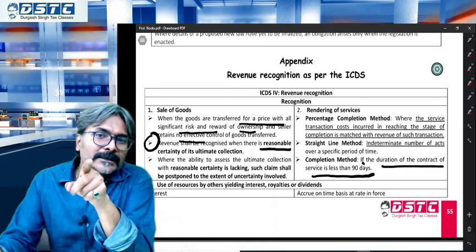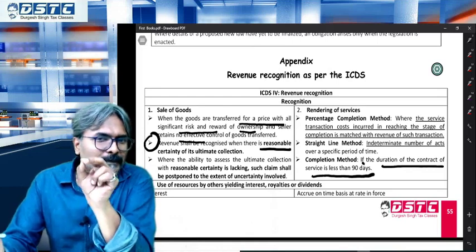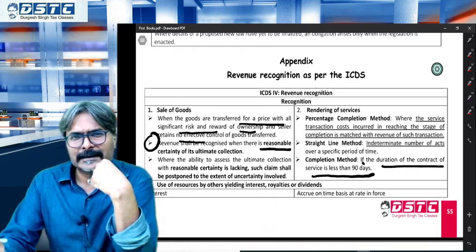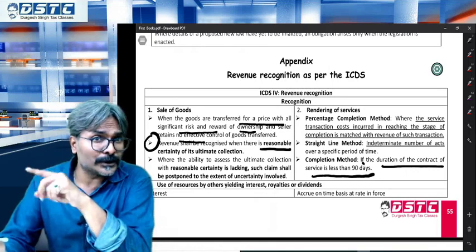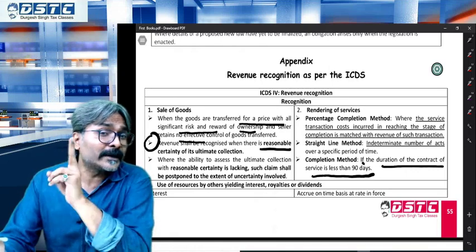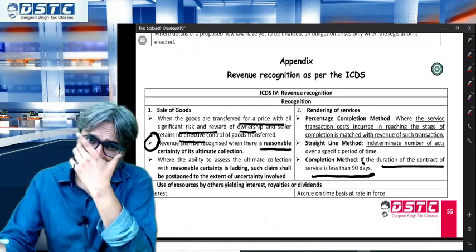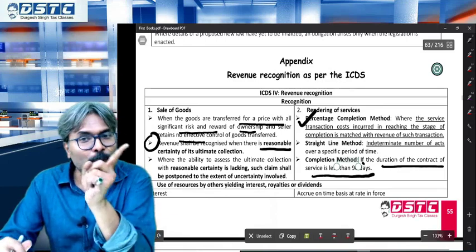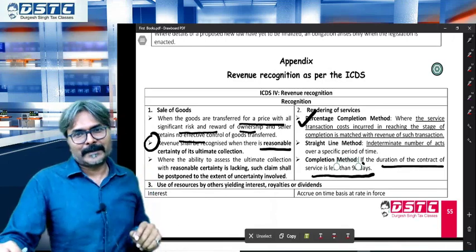I can follow CCM, that is the completed contract method, because the duration of the service is less than 90 days. So I can postpone my recognition of income to the next year. But in all the other cases, it is the percentage of completion method that would be applicable.